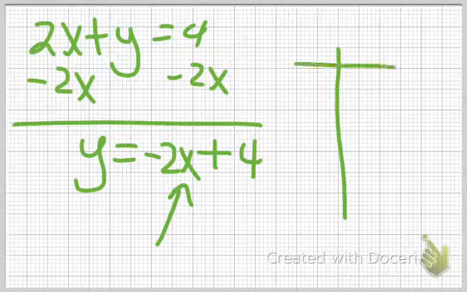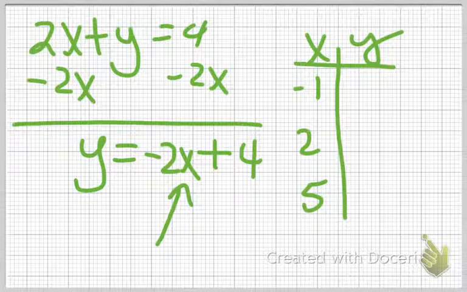So here's my T-chart. We're going to use -1, 2, and 5. They suggested that for us. And it's nicer when it's all solved for y, like it is here. So since we have -1 times -2, it'll be +2. Very good. And then plus 4 would be 6. Good. And then for 2, it'd be 0.